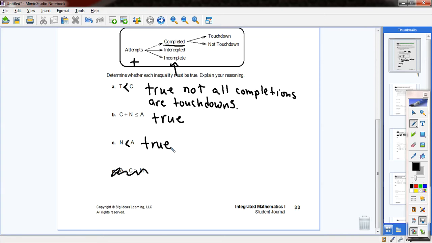this has to be true also because for every attempt I have, not every attempt is going to get intercepted, okay? Not every attempt would be intercepted.